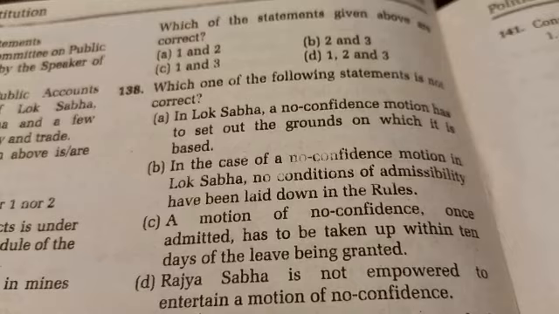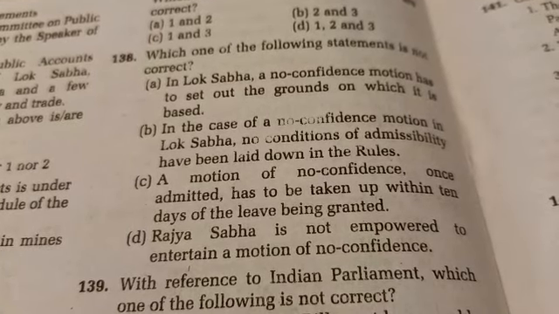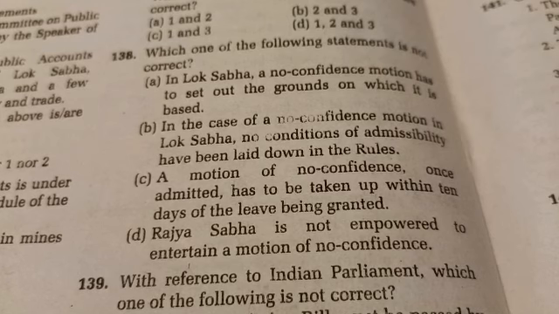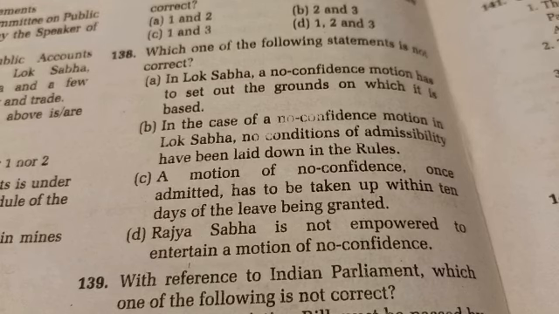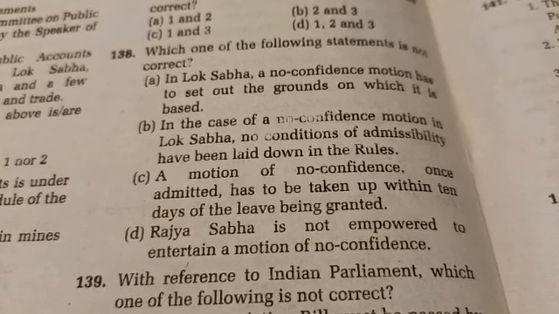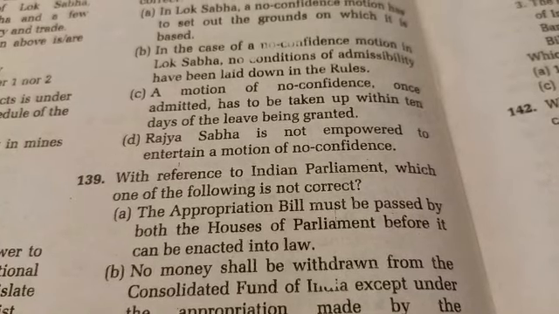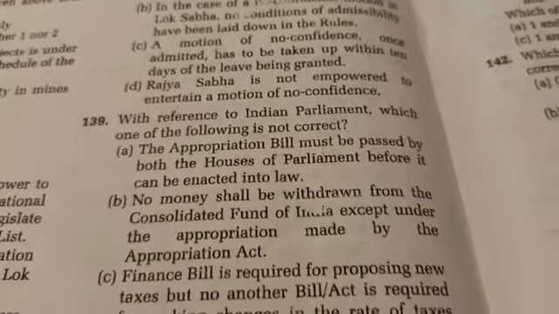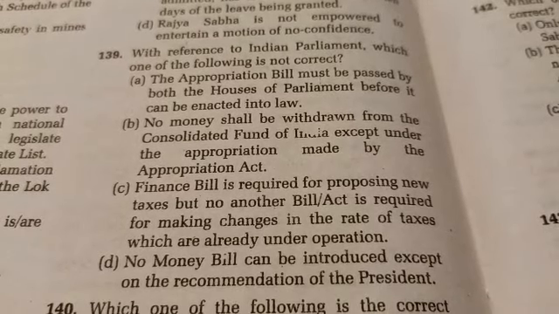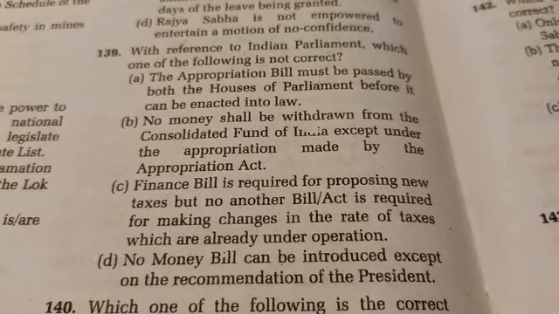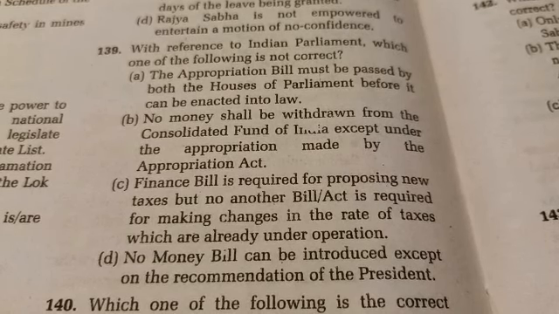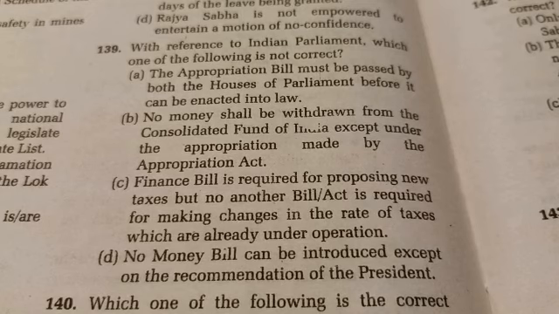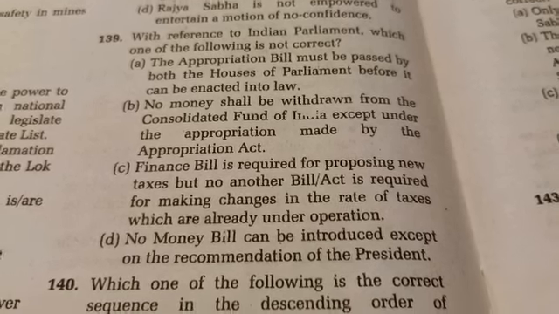Which one of the following statements is not correct? Question number 138. Right answer is option A. In Lok Sabha, a no confidence motion has to set out the grounds on which it is based. With reference to Indian Parliament, which one of the following is not correct? The right answer is question number 139, option C. Finance bill is required for proposing new taxes, but no other bill or act is required for making changes in the rate of taxes which are already under operation. So this one is incorrect.